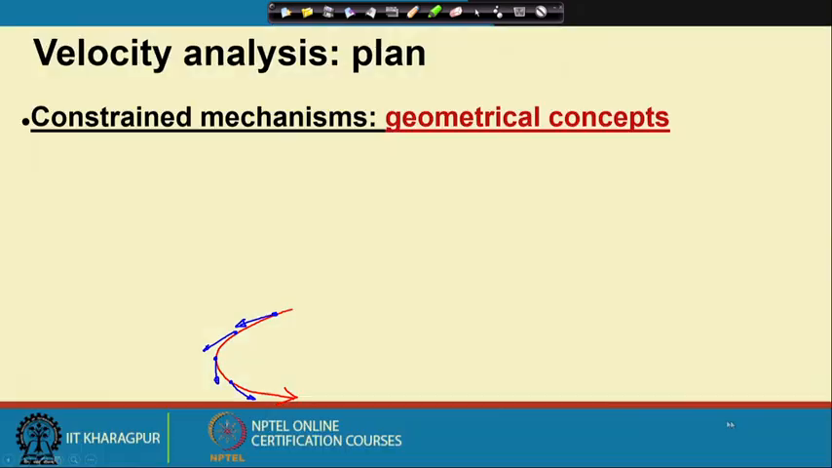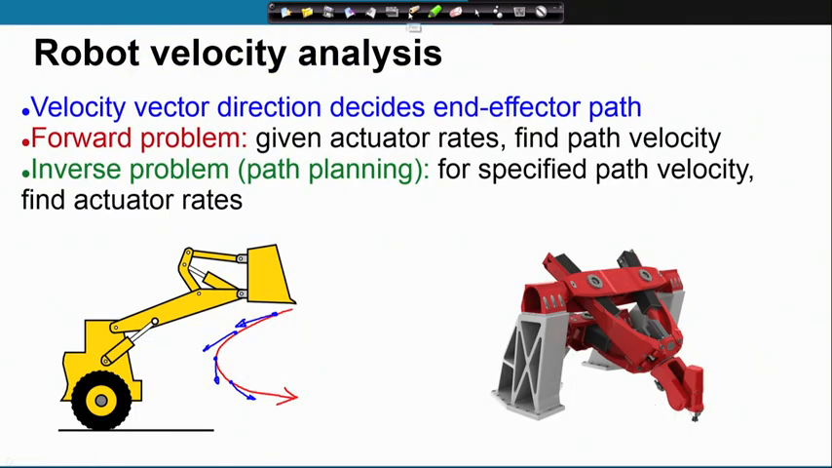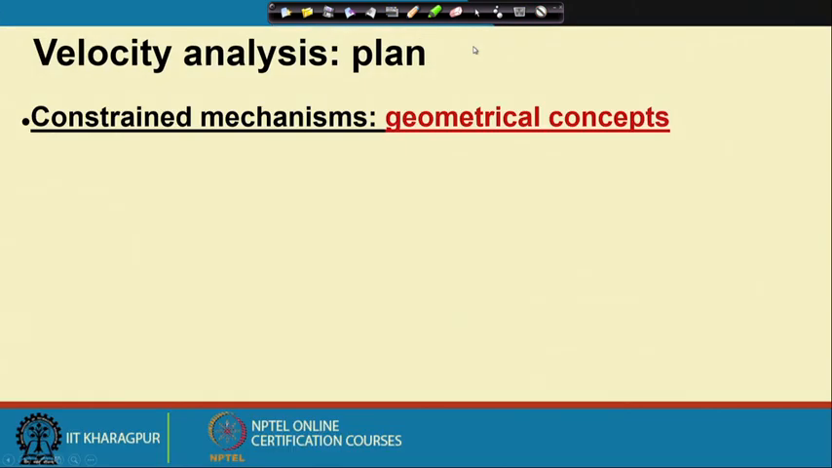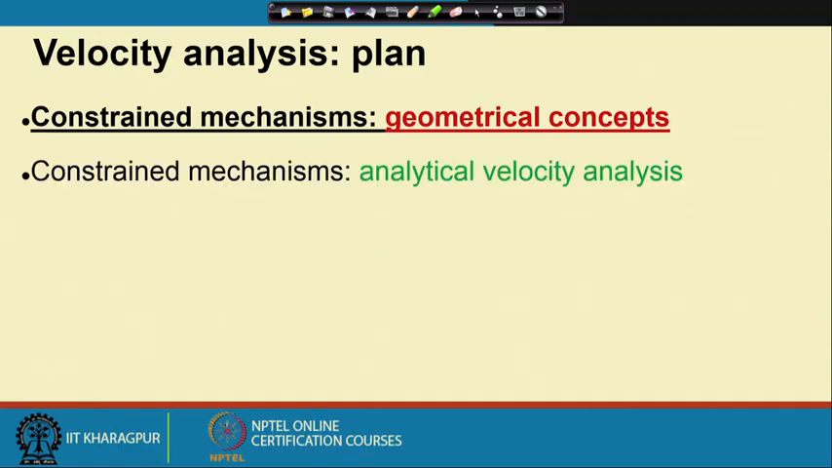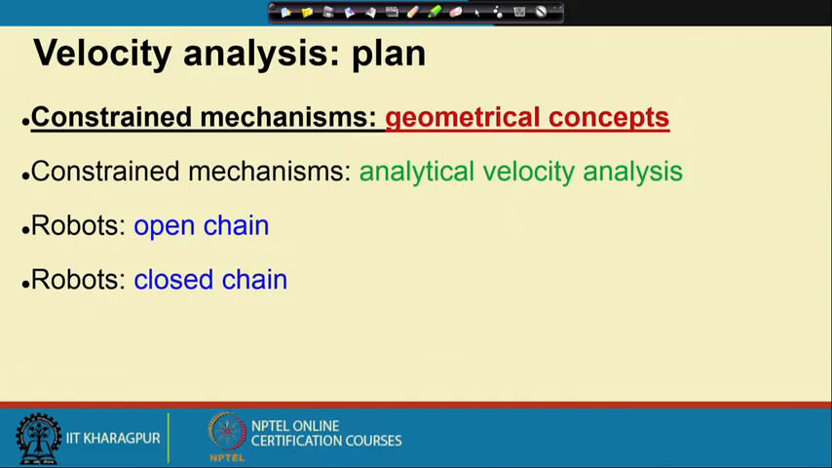Also, for this parallel kinematic machine, if I am given the path, I can find out the velocities along the path, and if I know the input output velocity relations, I can find out the actuator rates. So, our plan was to discuss constraint mechanisms first, and we are discussing geometrical concepts now. We will subsequently discuss analytical velocity relations, robots with open chain configurations, and robots with closed chain configuration.